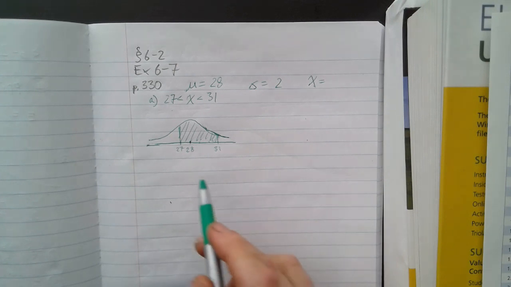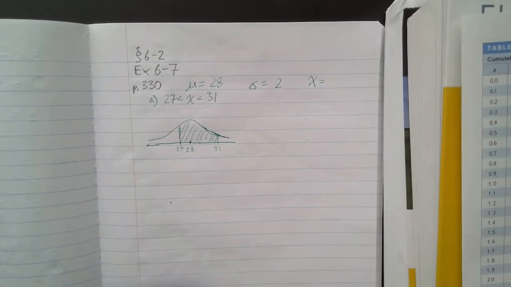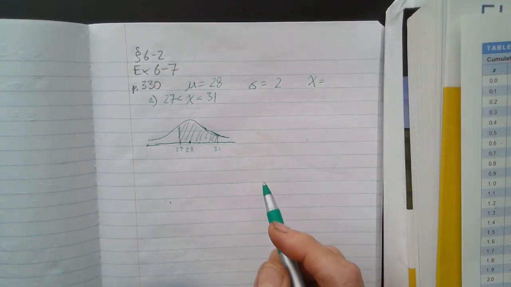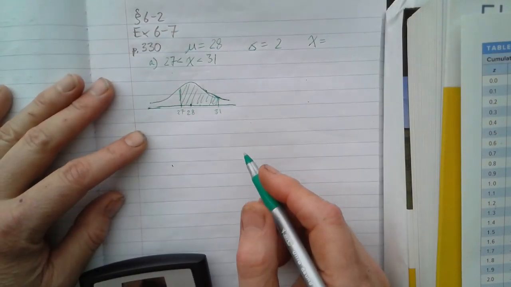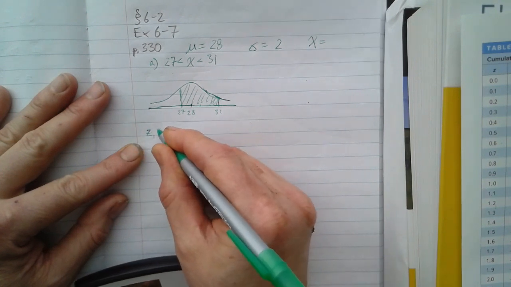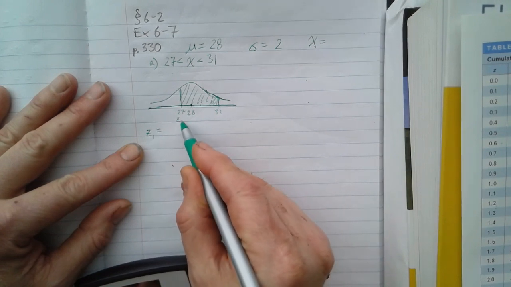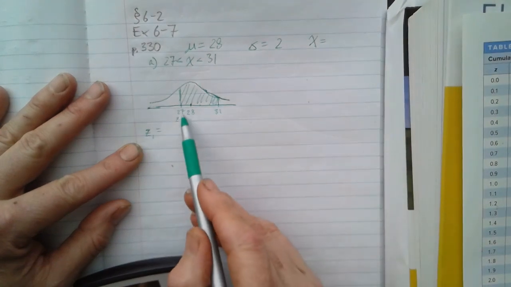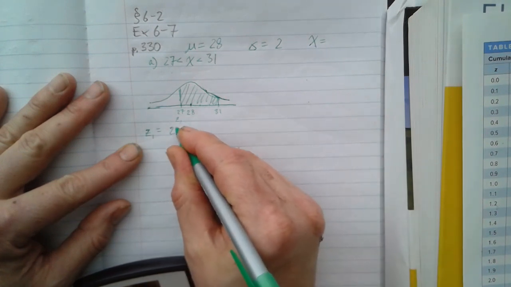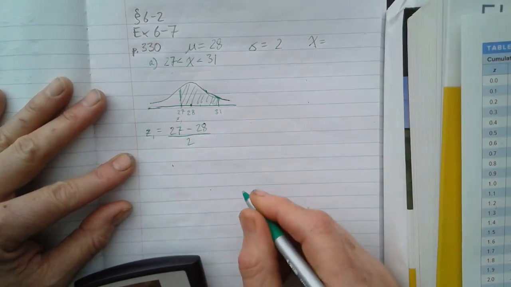When we transform this into a problem we can handle using our z-table, we'll have z-scores to plug into our standard normal distribution. So the first thing we have to do is compute the z-scores for each of these. We'll say z subscript 1, to indicate the first z value. 27 is not the z value, but we're going to get the z value for 27. 27 minus 28, all divided by 2.